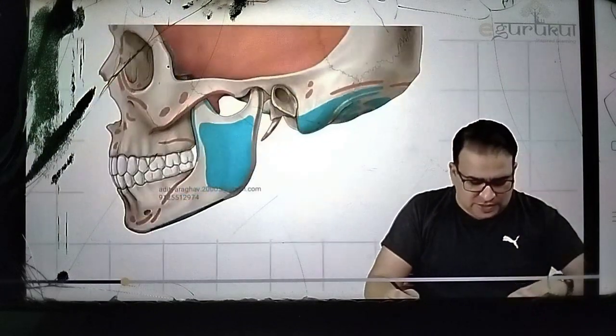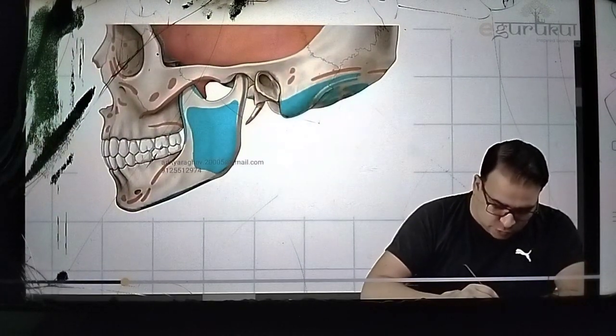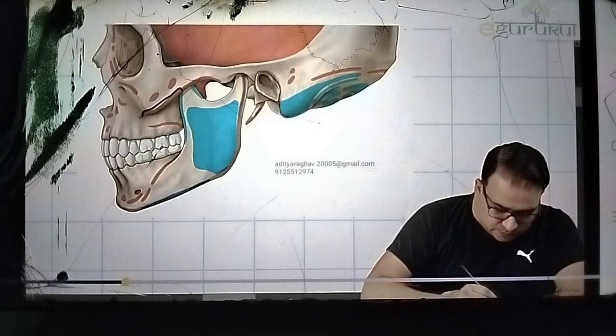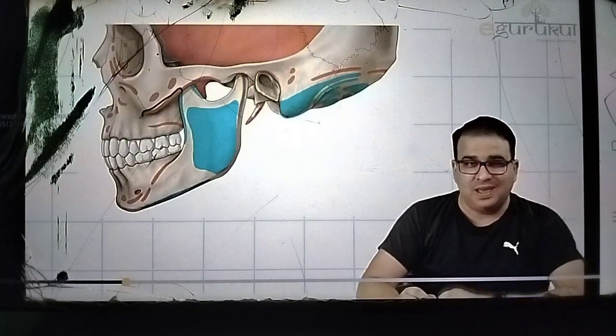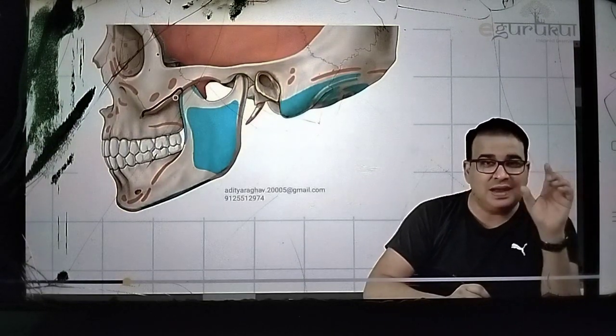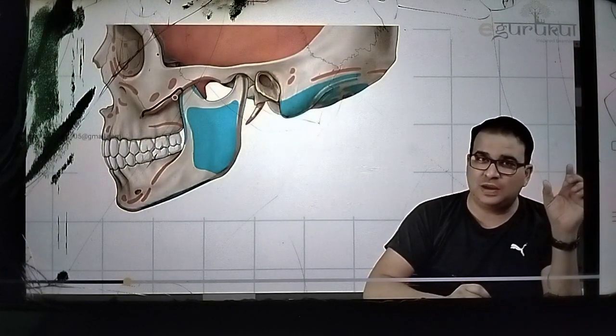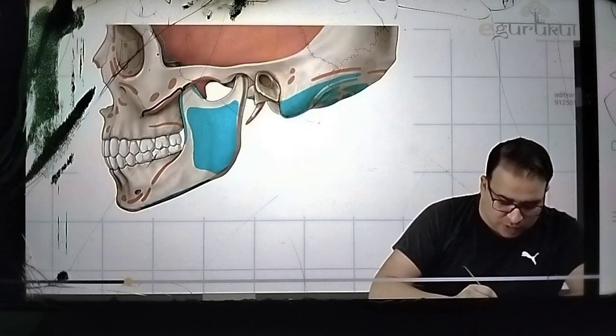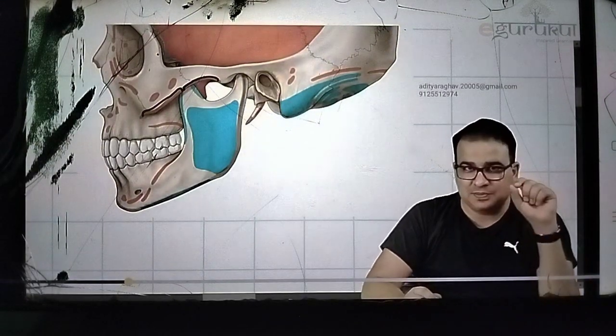Although it's very easy to understand where they are originating from, I'm going to draw it for you guys. The most superficial layer will originate from the anterior two-third of the zygomatic arch, from the lower border of the anterior two-third of the zygomatic arch. Middle fibers are originating from the lower border of the posterior one-third of the zygomatic arch.